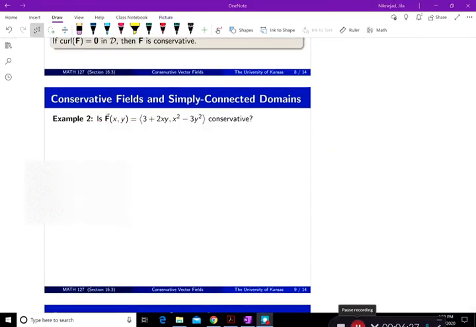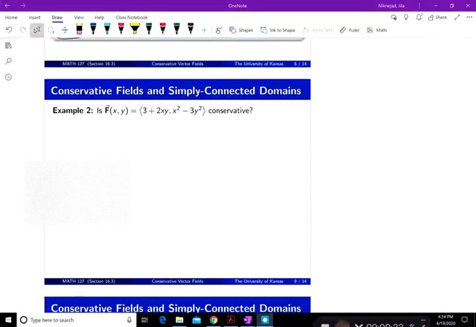Example time. Is F of... So let's do an example, example 2, and this is related to conservative fields and simply connected domains. So the field is 3 plus 2xy and x squared minus 3y squared.